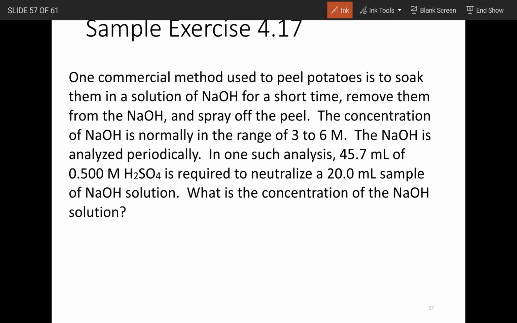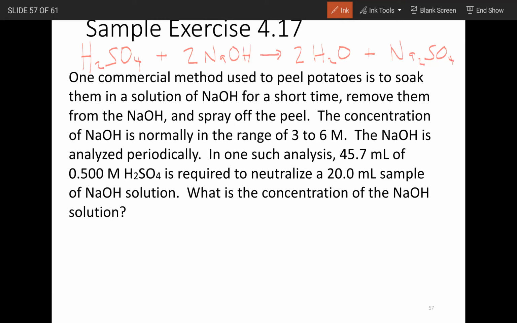So again, we need to have the equation here. And what we're going to see is for every mole of sulfuric acid, rather, we'll have 2 moles of sodium hydroxide. That'll give us 2 moles of water plus 1 mole of sodium sulfate. And now that we have the equation, we can do the dimensional analysis just like we did.